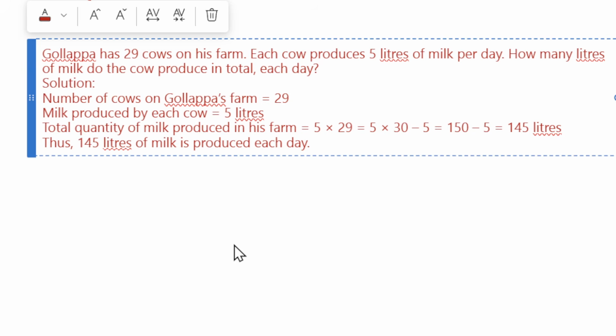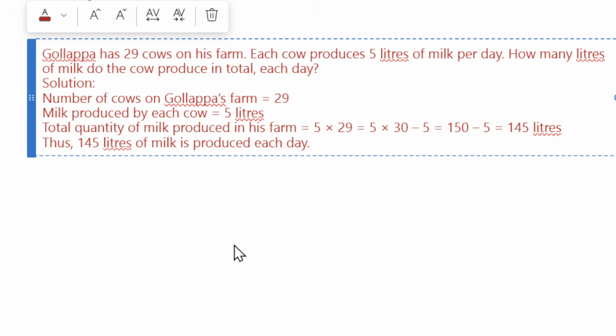Okay, next question. Golappa has 29 cows on his farm. Each cow produces 5 liters of milk every day. So how many liters of milk do the cows produce each day? So 29 cows on his farm. Each cow produces 5 liters of milk per day. How many liters of milk do the cows produce in total each day?